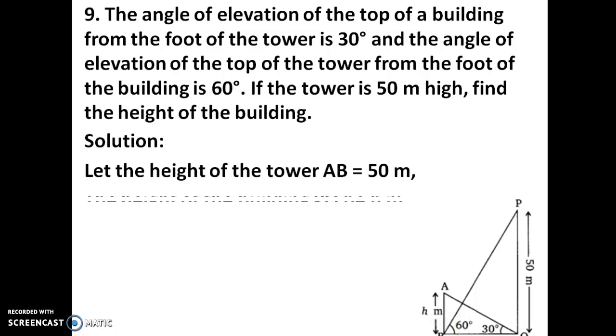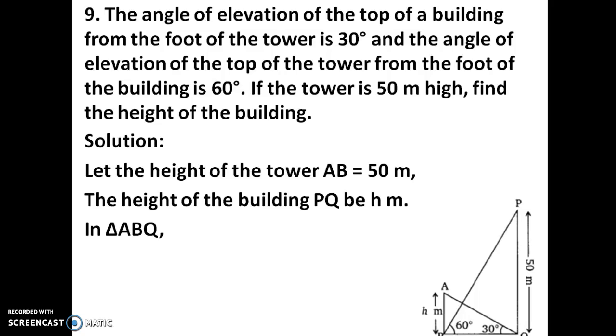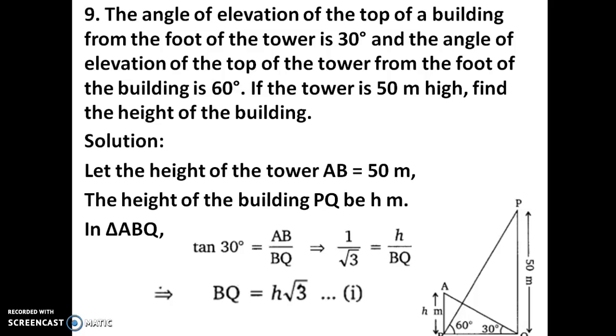Okay, so write the given data. Height of the tower is 50 meter and building is h meter. So in the triangle ABQ, you are taking tan 30 degree. Okay, so opposite by adjacent, that is AB by BQ equal to 1 by root 3. So tan 30 is 1 by root 3, no? So that is equal to h by BQ. Okay, so BQ is equal to h root 3. So mark it as 1.